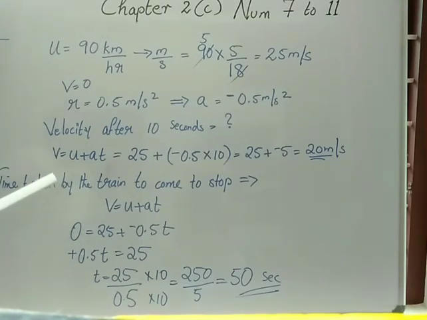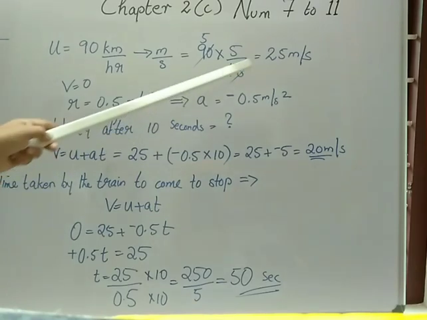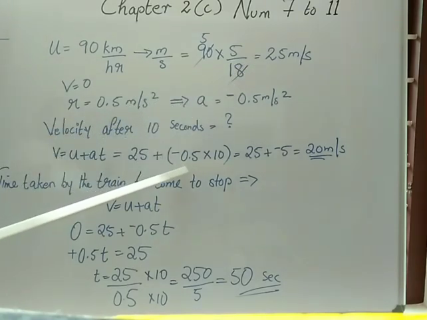Calculate the velocity after 10 seconds. All of a sudden the train will not come to stop. It will take time. So the velocity after 10 seconds after applying the brakes: final velocity v is equal to u plus at. u is 25 plus acceleration, that is negative 0.5, into time.